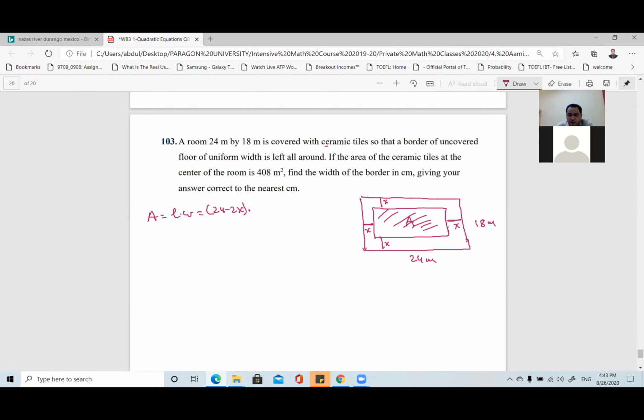And how about the width? It is 18 minus x and minus x. So that is 18 minus 2x. So this area is equal to 408. It says that the covered part is equal to 408, right? Now it's just a quadratic equation again. If you just expand this, you'll get the answer.